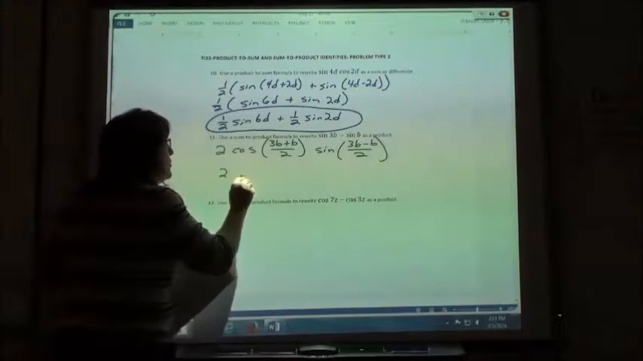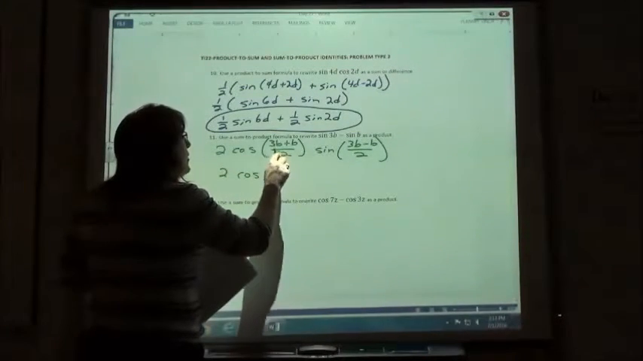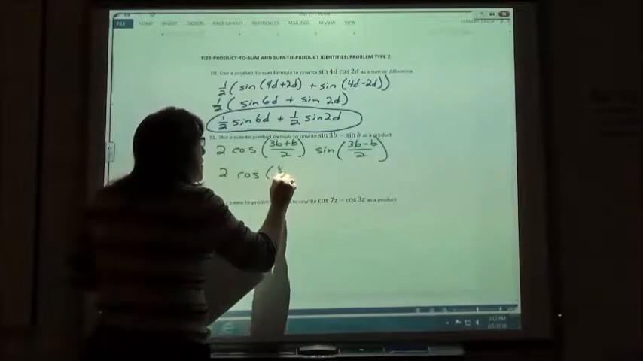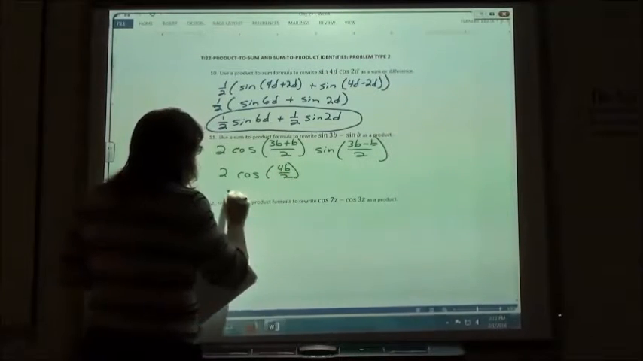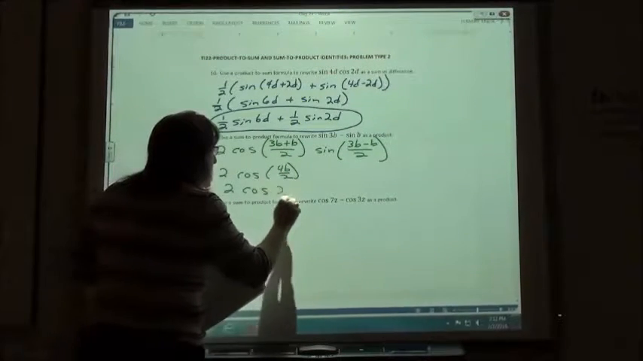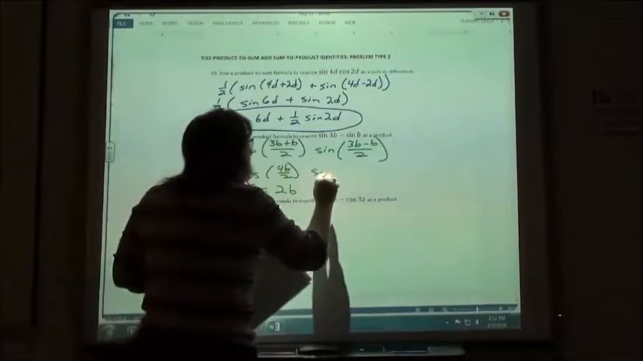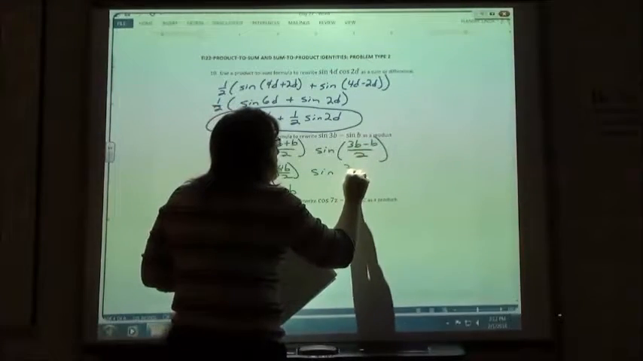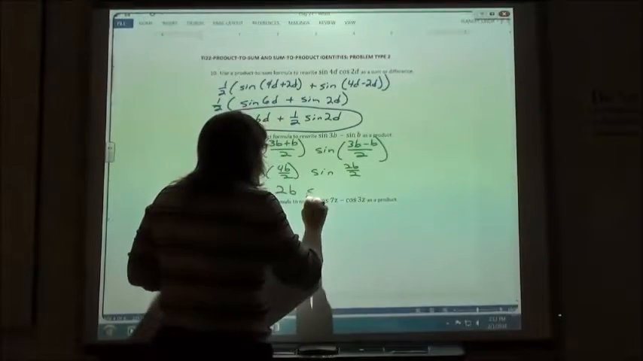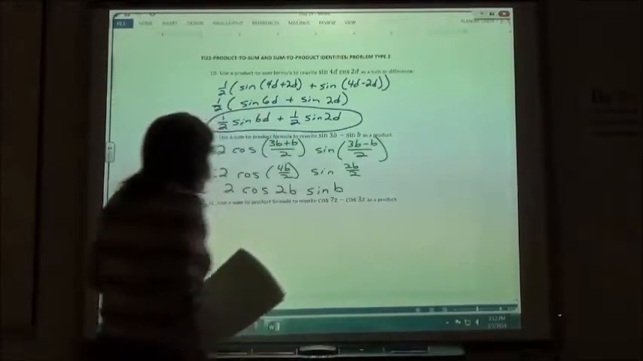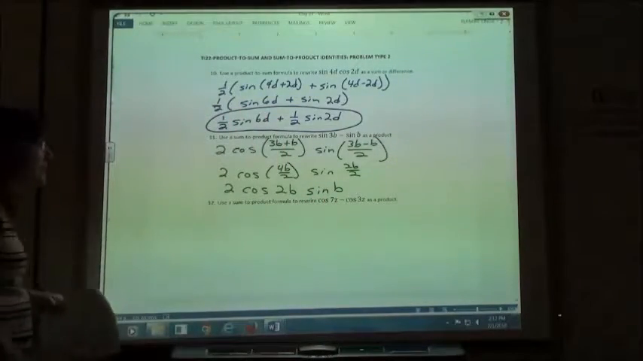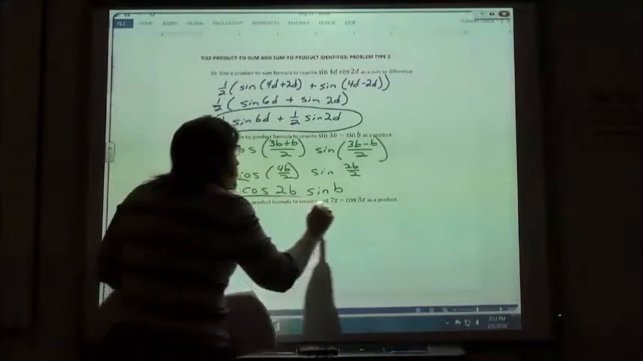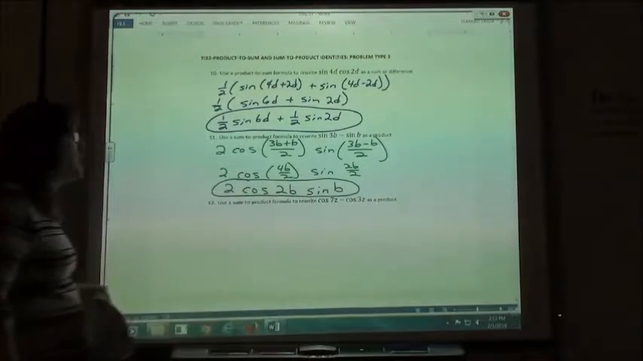So I would have 2 times the cosine. This would give me 4b over 2, which simplifies into 2b. This would be 2b over 2, which is just b. So I have 2 cosine of 2b, sine of b. Can't do anything else with that, so that's just going to be my answer.